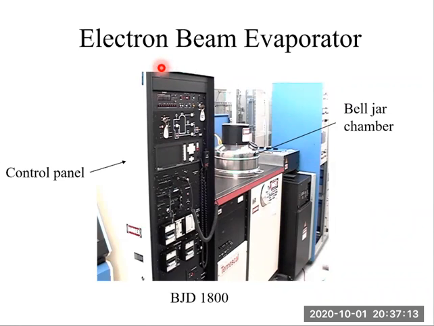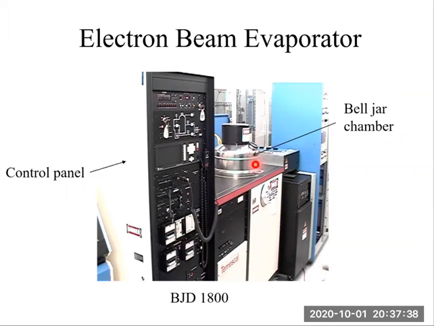But this figure shows the electron beam (e-beam) evaporator in our clean room. So we have an e-beam evaporator on the third floor of the engineering building. Probably some of you already know that we have a clean room on the third floor of the engineering building. And this is an e-beam evaporator.